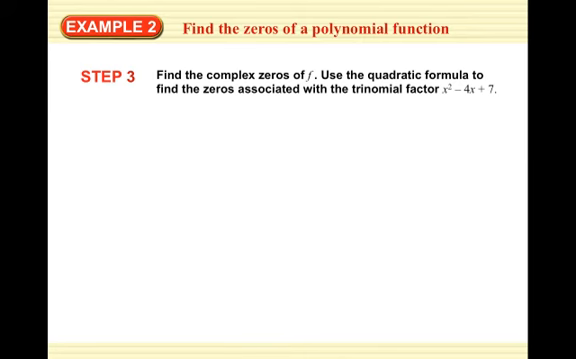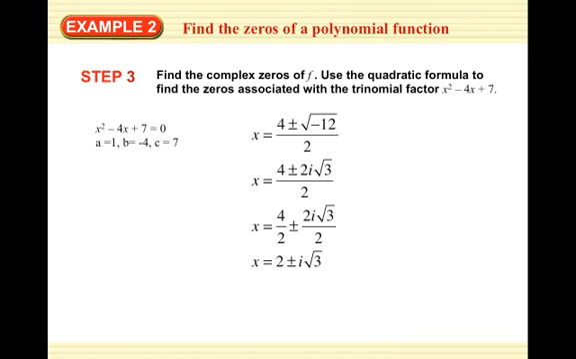We're going to use the quadratic formula to find the zeros associated with the trinomial factor x squared minus 4x plus 7. So a is 1, b is -4, c is 7. So x equals -b, so 4, plus or minus the square root of b squared minus 4ac. So that's going to be 16 minus 4 times 1 times 7. So that's 16 minus 28, which gives us -12, all over 2 times 1.